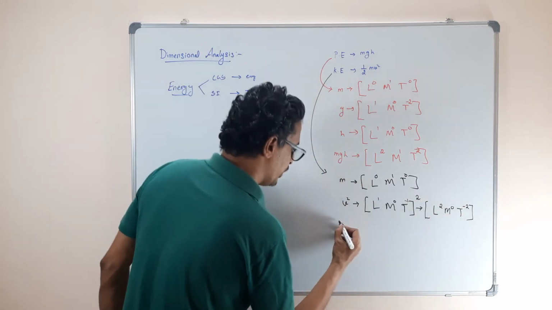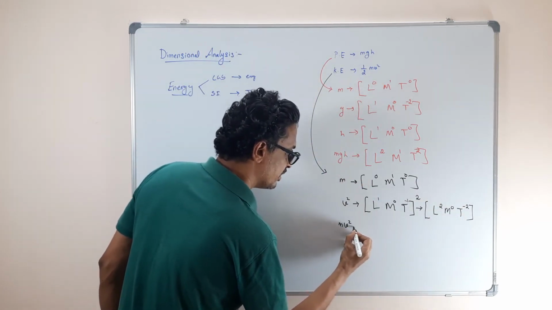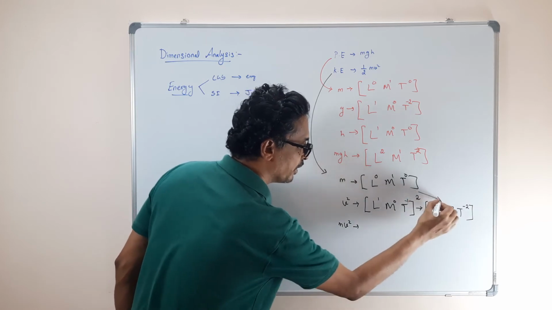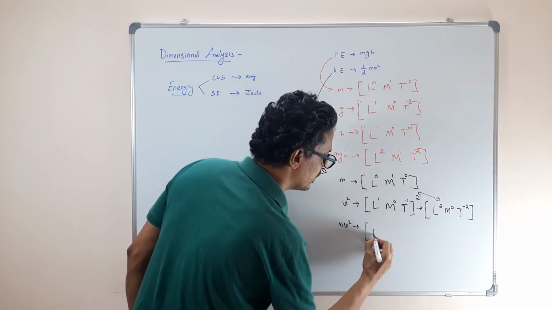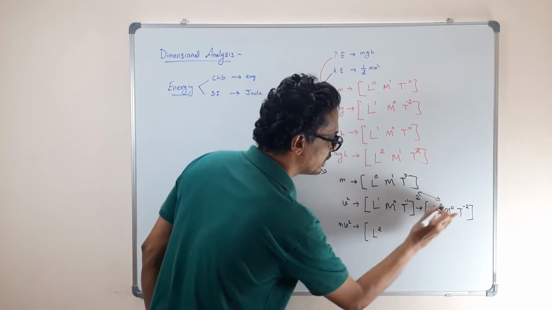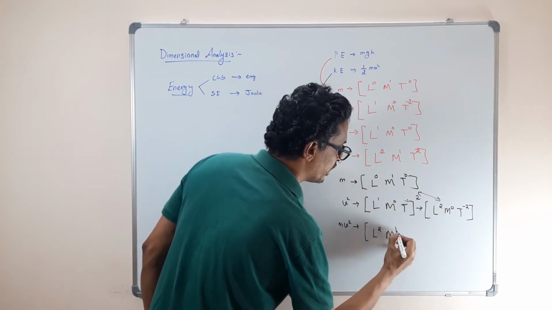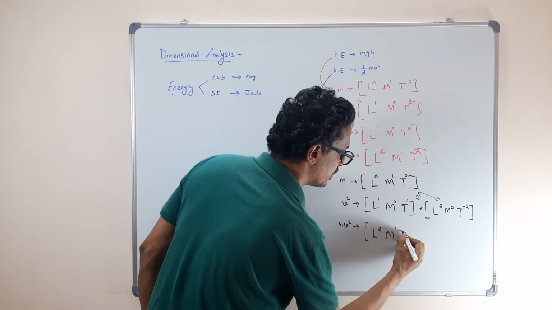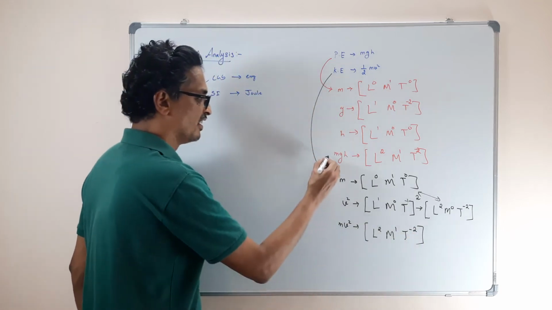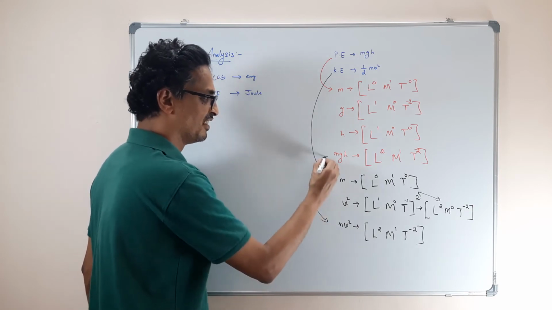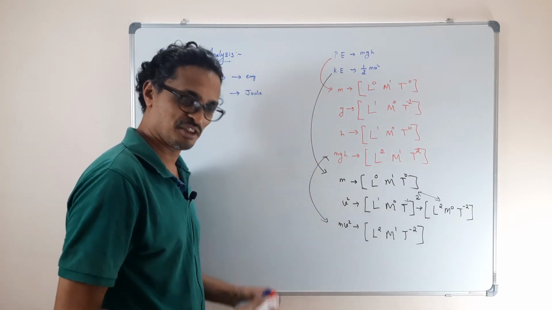Okay, so mv square will be what? I have to multiply these two, am I right? So L0 plus 2 will give me L2, M1, and what about these two? T minus 2. Are they both the same? Magic? Yes, they are the same. Correct? You got it? So this is an example.